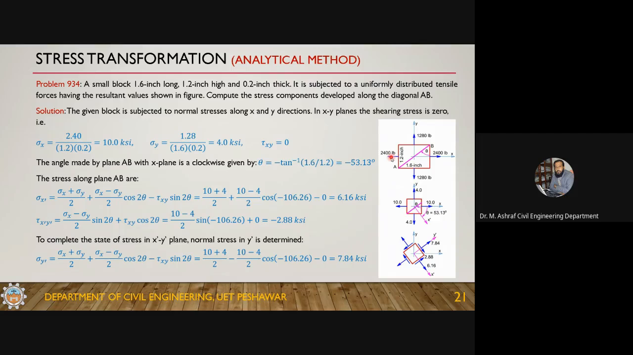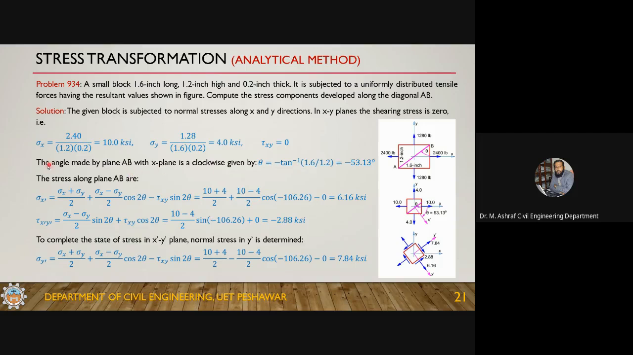Now you've got the state of stress, you know the three components. You should remember that these three components for the stress transformation are needed to completely specify the state of stress at a point in a plane. You need sigma x, you need sigma y, and you need tau xy. They are important. But in this case, since the shear stress on the xy plane is 0, this is basically a principal state of stress, so the x plane and y plane are actually the principal planes.